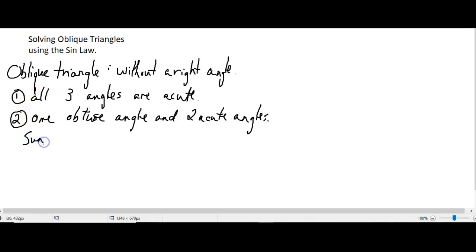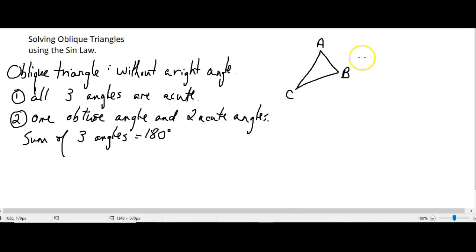Sum of all angles, sum of three angles is equal to 180 degrees. We're going to be using that fact. All right. So here are a couple of examples of what a triangle looks like that has three acute angles. For example, it might be like this, and labeled A, B, C, and these can be in any order.